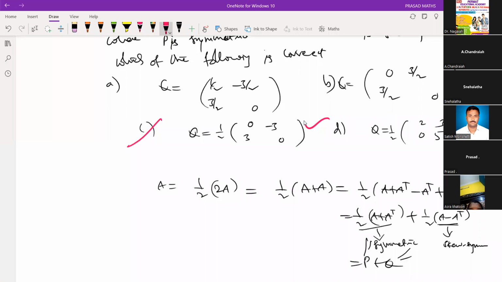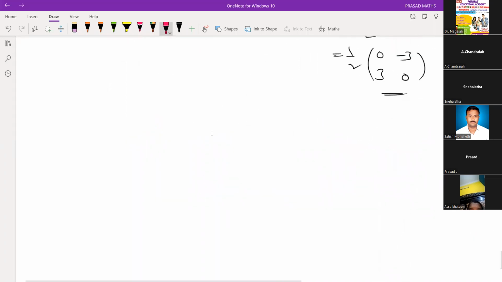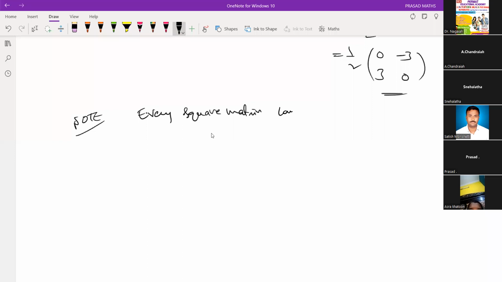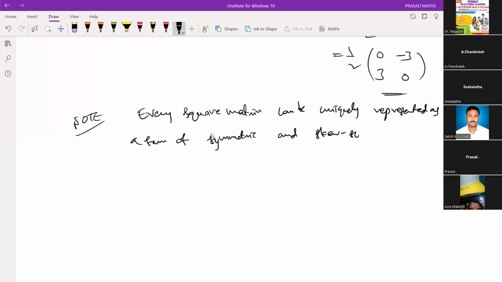So this is a very, very important property. You need to write it down. Note: any square matrix can be uniquely represented as a sum of a symmetric and a skew symmetric matrix. This is a very, very important fundamental statement.